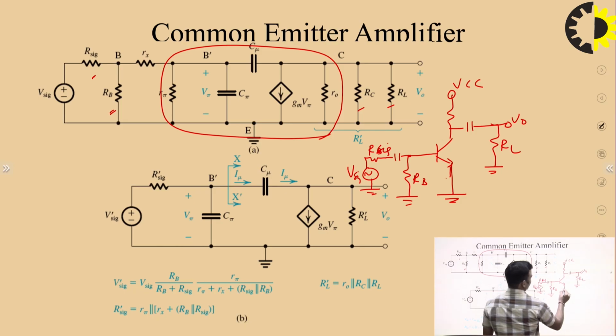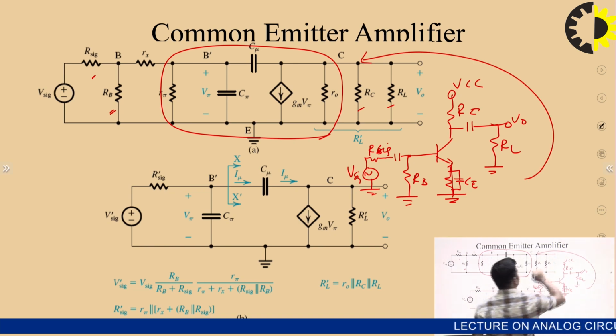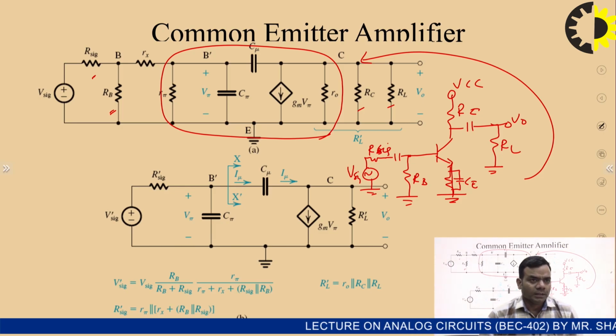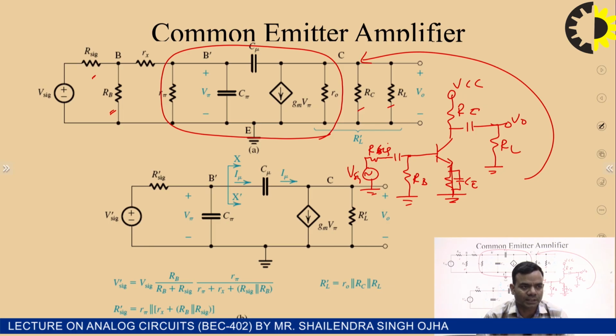Or even it can be like this also, emitter bypass capacitor. This is the RC. So its equivalent circuit can be redrawn like this, or the high frequency equivalent model of common emitter amplifier will be like this. Now let us analyze this circuit.